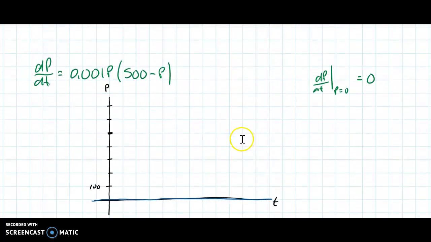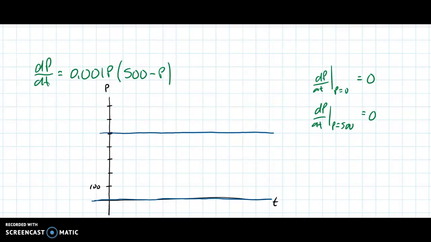So can you spot another value of p that will give me a rate of change equal to 0? Oh, look, 500. So dp/dt evaluated at p equal to 500 is also equal to 0, because if I plug in 500 here, I get a 0. Zeros like these give me dp/dt of 0. Notice the slope is dependent on the y-axis height. It's not dependent on the side to side. So I'm going to draw another solution curve in blue like this.